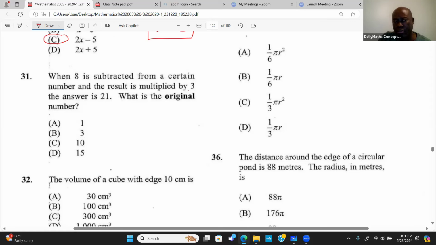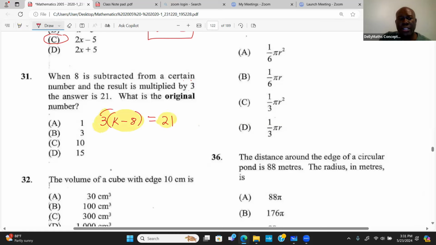Now let us set up a system. It says here when 8 is subtracted from a certain number, let us call this number K. So when 8 is subtracted from k, right? Take a look. 8 is subtracted from a certain number. So 8 is subtracted from k, and the result is multiplied. This is the result is multiplied by 3. The answer is 21. So if you take a look at this, when 8 is subtracted from k and everything is multiplied by 3, we get 21.